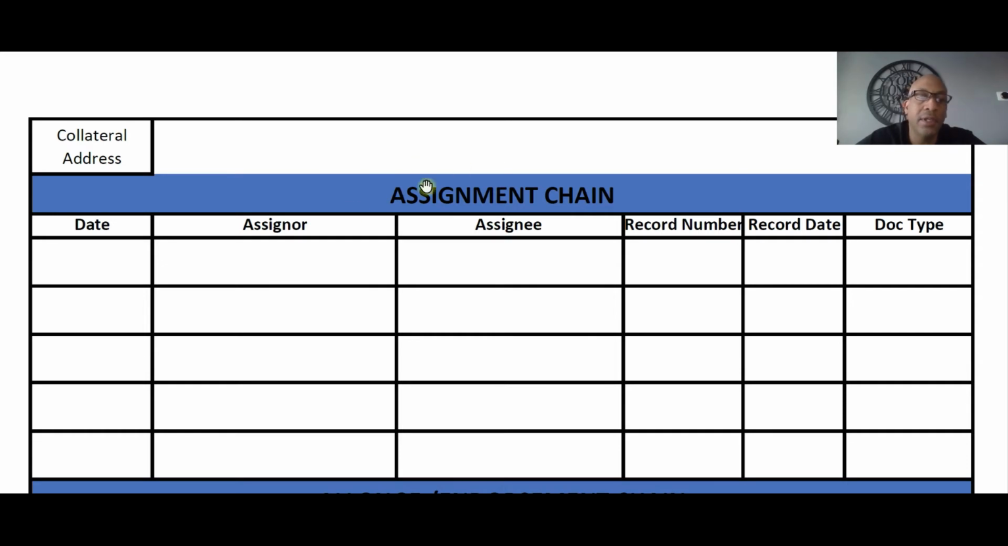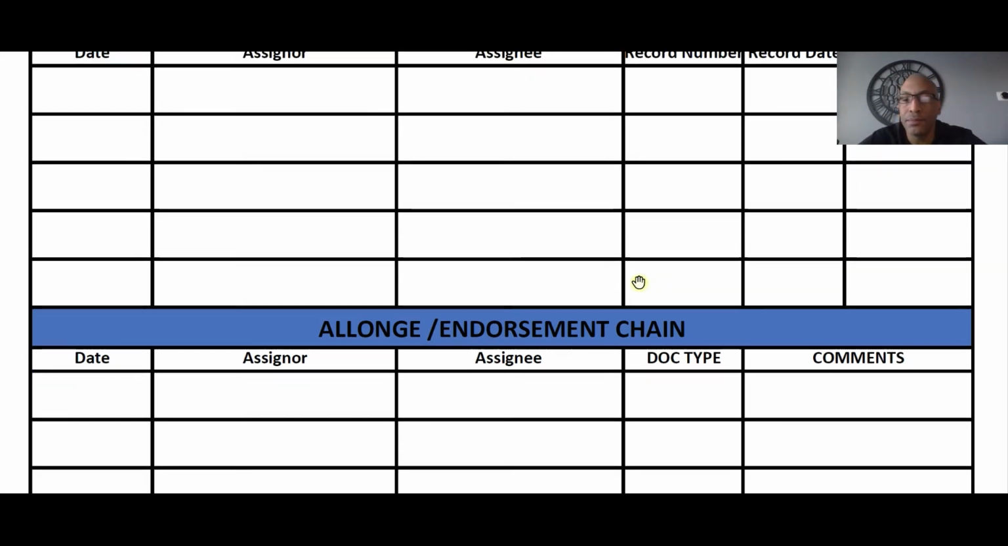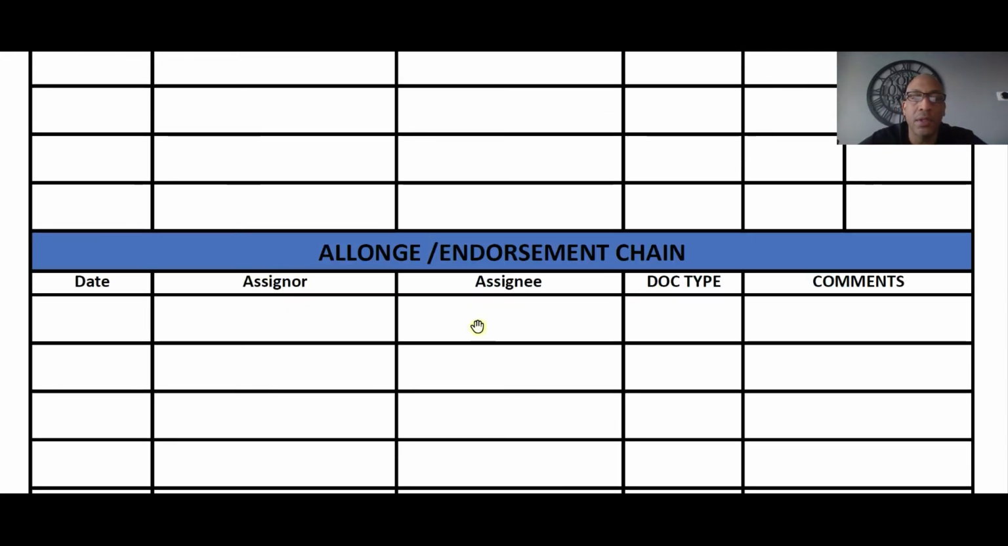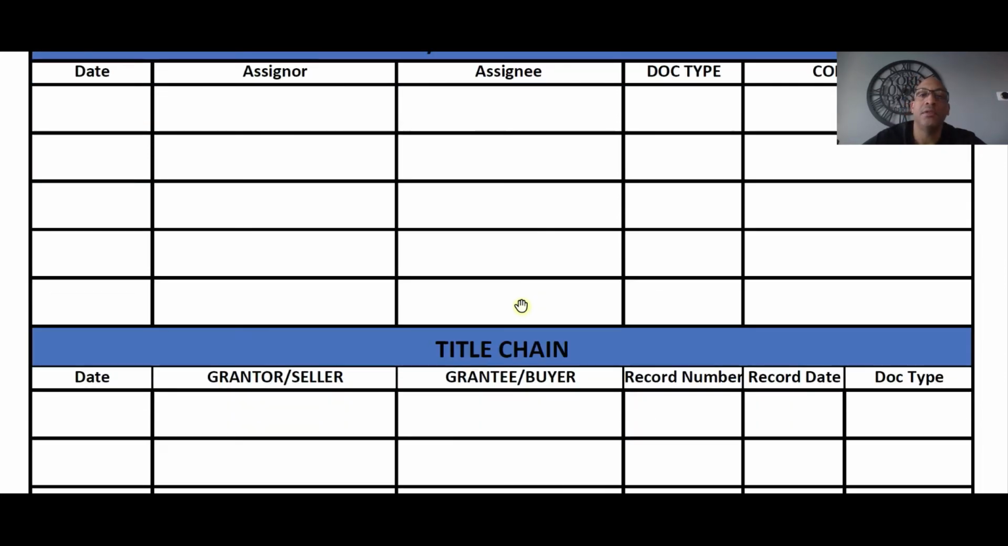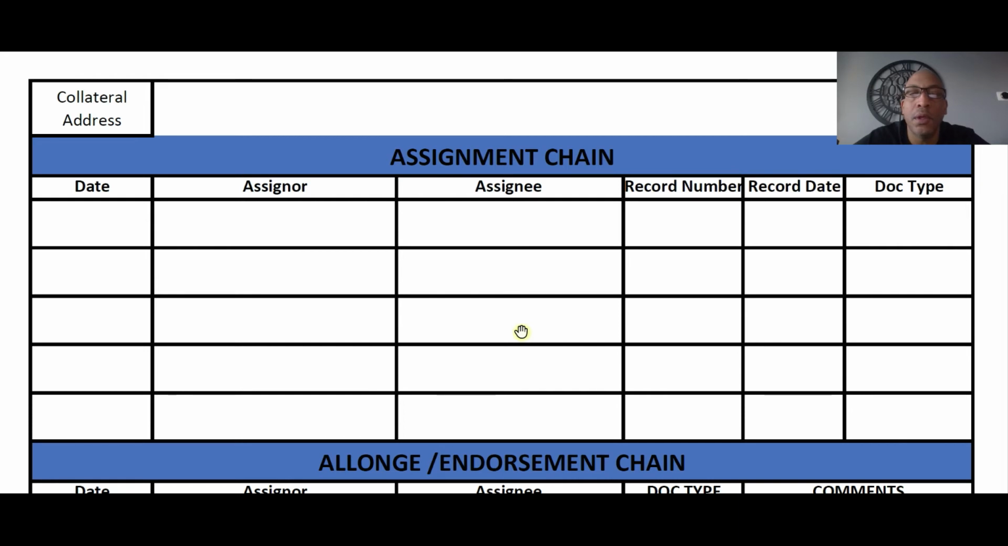So here's what I use to track this information. I put in the collateral address, I put in the date, the assigner signing. So I write all this information in so I don't get lost. It's easier just to write it down. Some people may put it in the computer or whatever, but I print this off. I just write it down to make sure that these are in order. Here's the allonge, then here's the title chain. So this is the document that can be used just to do that tracking. If you need this, I can send it to you. Just let me know.